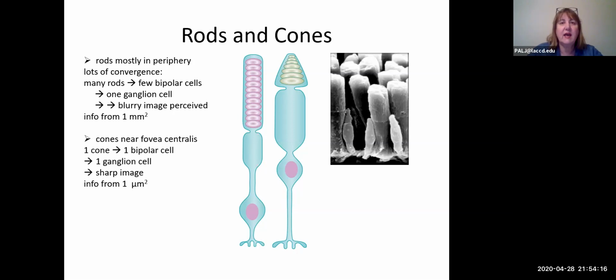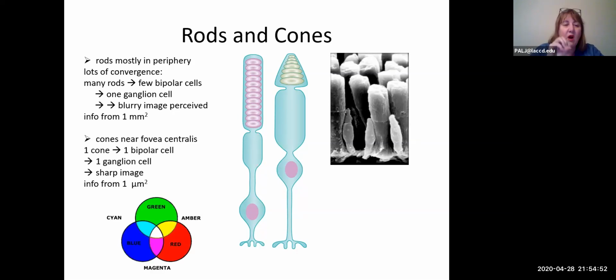In contrast to that, the cones are near the fovea centralis, and the fovea centralis is where we have our sharpest, clearest, most colorful vision. And near the fovea centralis, one cone goes to one bipolar cell, which then goes to one ganglion cell, which gives us a super sharp image. So only what's affecting one cone gives us that image. So instead of being a millimeter, it's 1/1000th of a millimeter, or a micrometer, whose information goes on to the ganglion cell.